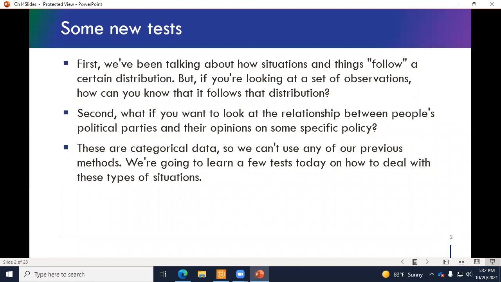Secondly, what if you want to look at the relationship between people's political parties and their opinion on some specific policy? So it's basically categorical. It's no longer continuous data. In this case, the hypothesis testing that we covered seems not relevant. So that's why we're going to learn about this chi-square test to deal with these two different scenarios.